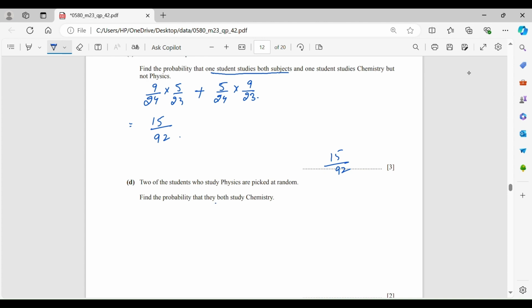So we have to find the probability for chemistry. The total who study physics are 17. Of these, both chemistry and physics, the students who study chemistry, are 9. So 9 by 17 into 8 by 16, right? This will be equal to 9 by 34. So our answer is 9 by 34, right?